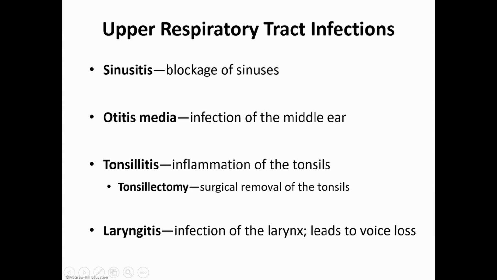So now we're in our last chunk for this chapter where we get into various conditions found in the respiratory system. So let's start with the upper respiratory tract and some infections that can happen there. Now when we say infections, we're talking about some sort of pathogen, some sort of pathogenic agent that's causing a problem.